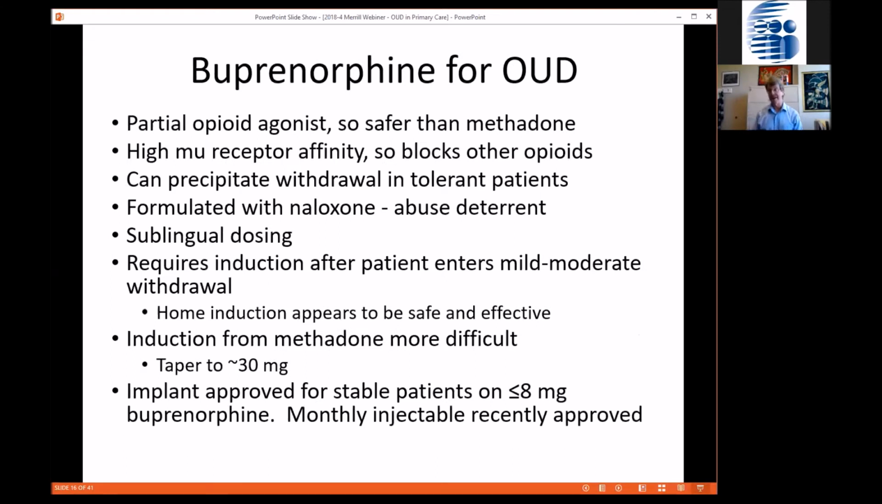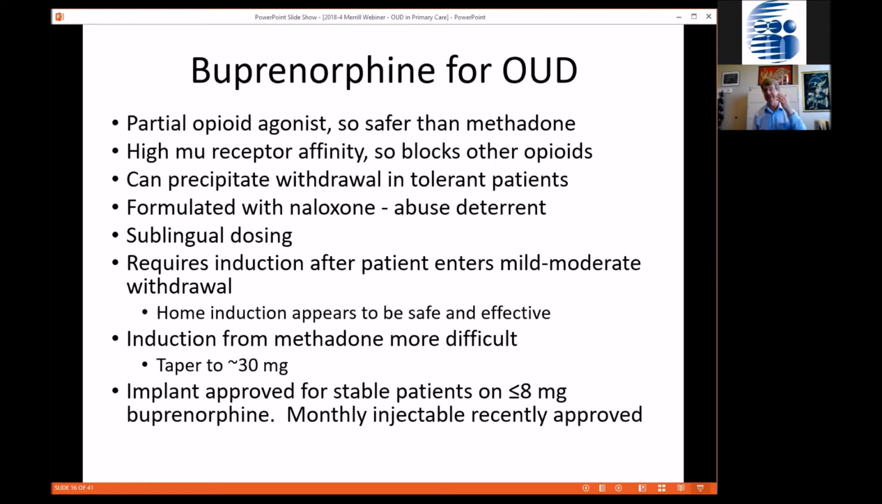So buprenorphine, unlike methadone, is a partial opioid agonist, so that means it's safer than methadone. So you take more and more buprenorphine, and the receptors are only activated so much. So very hard to overdose on buprenorphine, and really impossible with buprenorphine by itself. You need to have other things on board as well to have an overdose. It has high mu receptor affinity. That means it grabs on to the opioid receptor very tightly, and when it's there, it blocks other opioids.